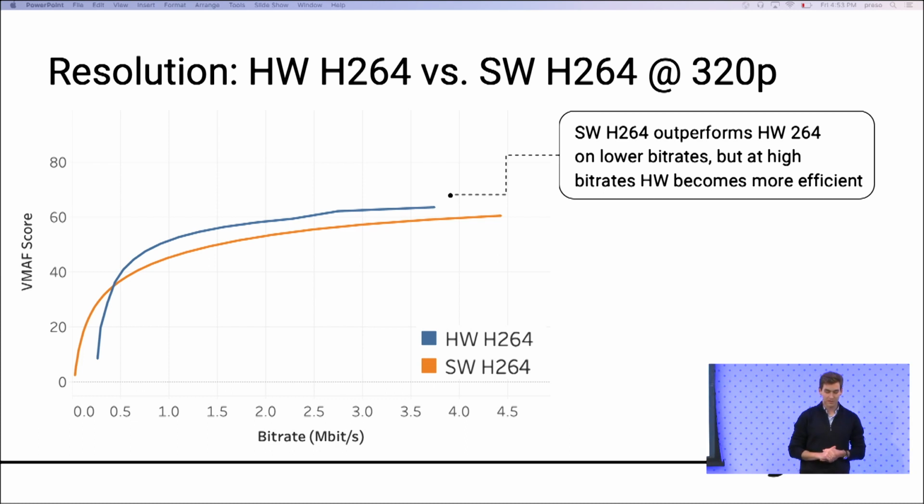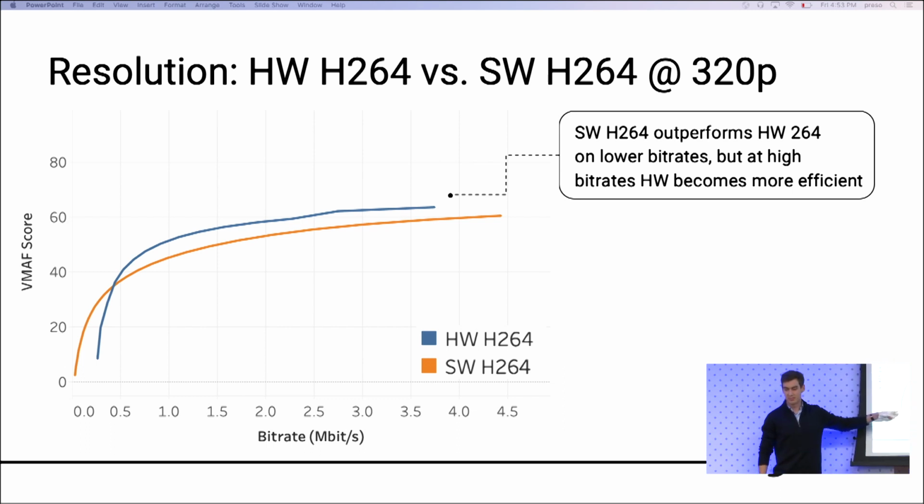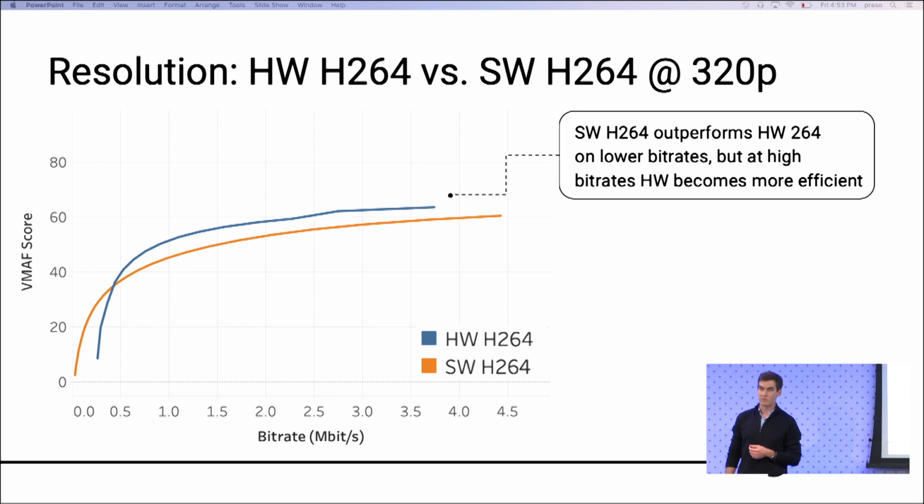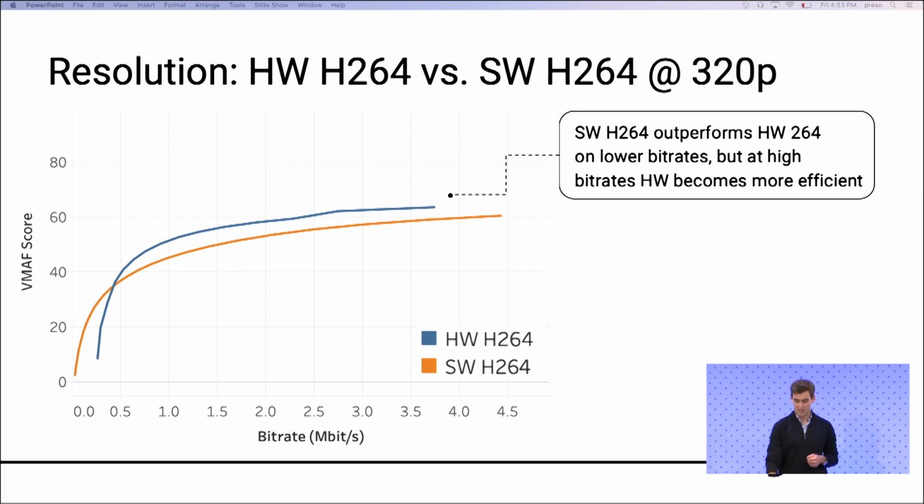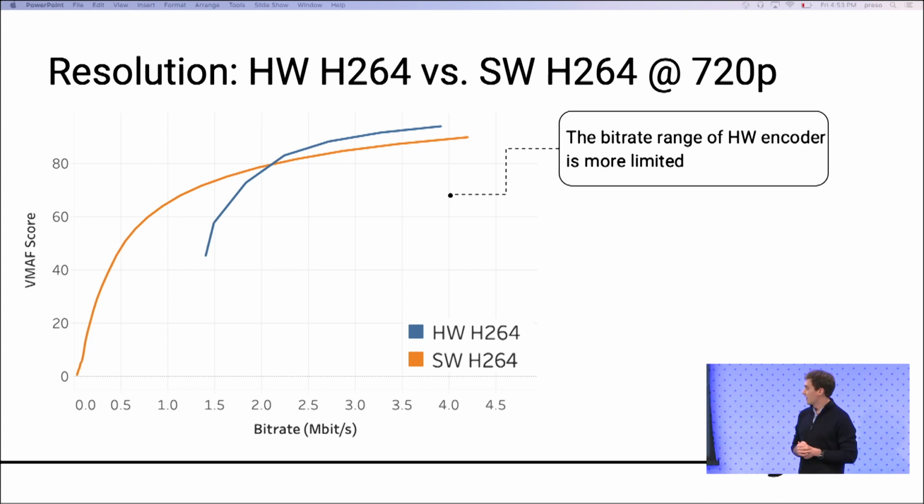Another thing you see is that the software implementation is much more efficient at low bitrate, so below 0.5 megabits. And then the hardware implementation becomes slightly more performant as you go to higher bitrates. The same story largely holds true for high resolution, so 720p here. And we also notice another interesting thing. The hardware encoder abruptly ends at about 1.5 megabits, and it's not because we didn't try. It's because the encoder is not capable of giving you lower bitrates, even if you try to push it that way. So no matter how hard you try, it will always give you 1.5 and more at 720p.